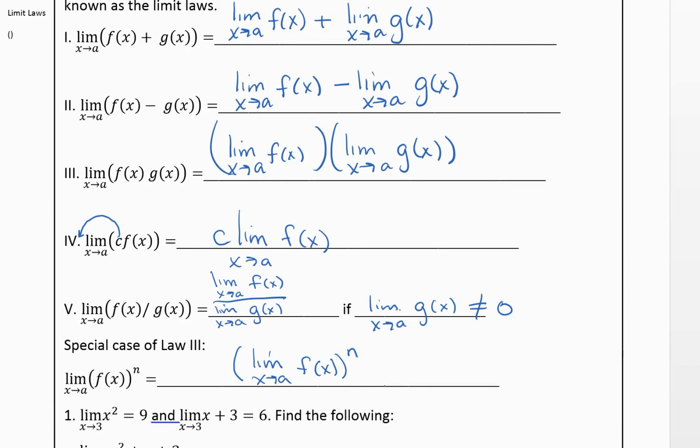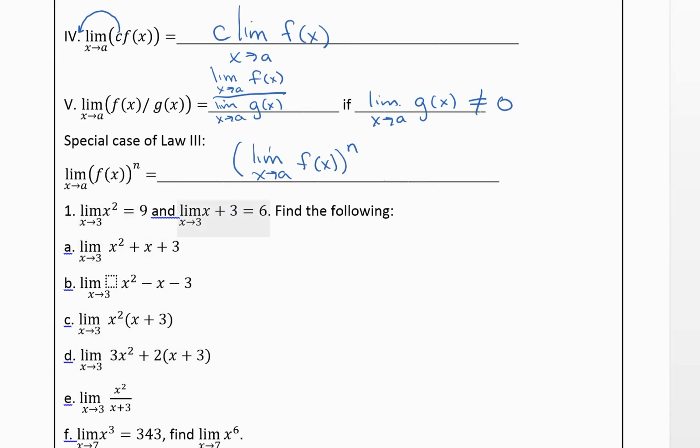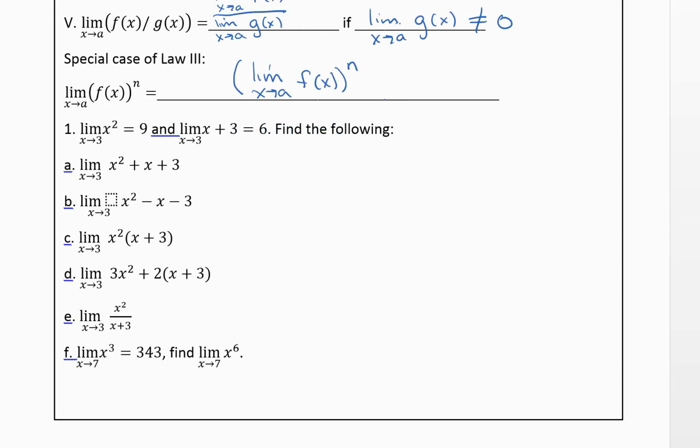So let's, in very simple ways, put these laws into action. Okay, so it says, assume that the limit as x goes to 3 of x squared equals 9, which is one of those cases where if you looked at the graph of x squared and you looked at the y value at 3, it's 9 and it's nice and smooth. And you can see if you plug 3 into x squared, you get 9. Okay, and it also tells us that the limit as x goes to 3 of x plus 3 is equal to 6. Again, if you plugged 3 in for x, you would get 6.